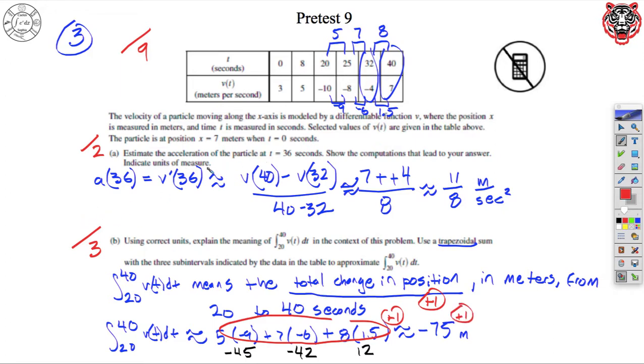And then for part A, how do you score yourself? You get 1 point if you got 11 out of 8. And if you did meters here and meters per second here, you have to have both of those correct. Then you can get that second point for part A. If you forgot meters in part B, you don't get the point. If you forgot meters per second in part A, you don't get the point.